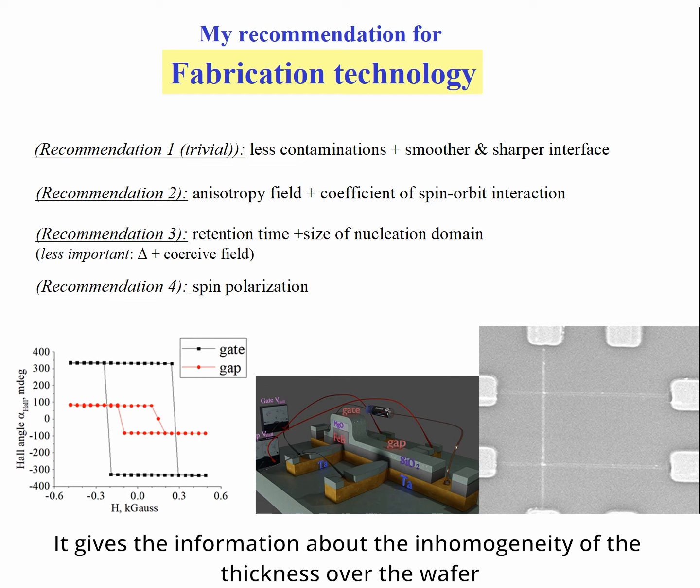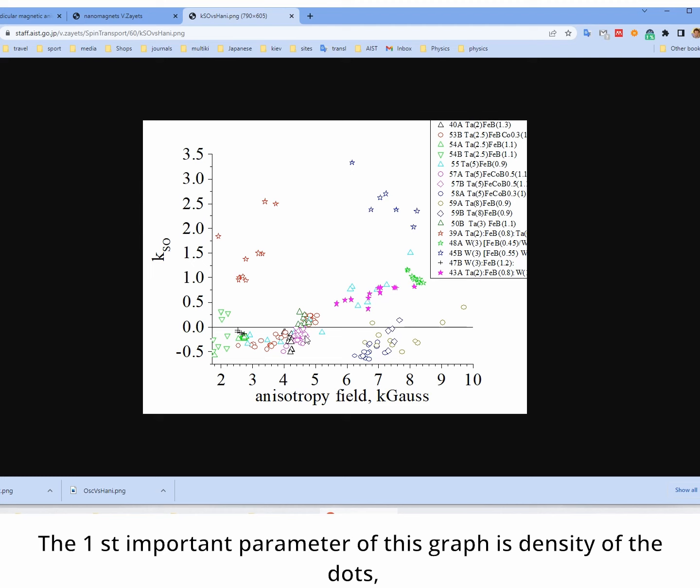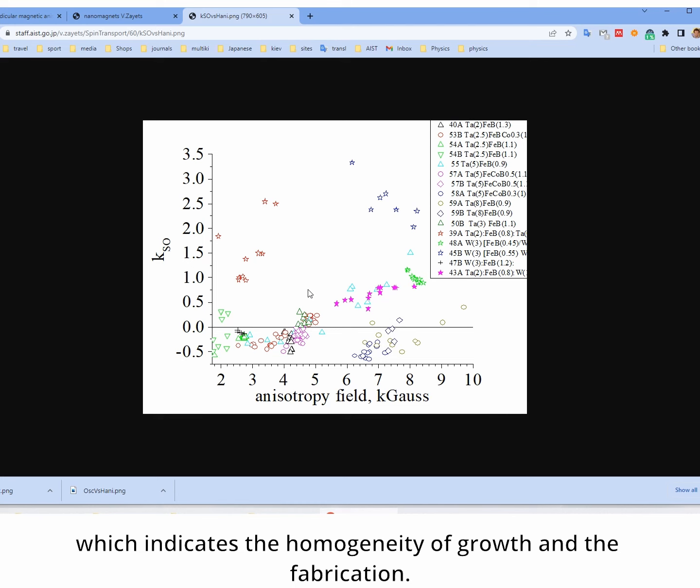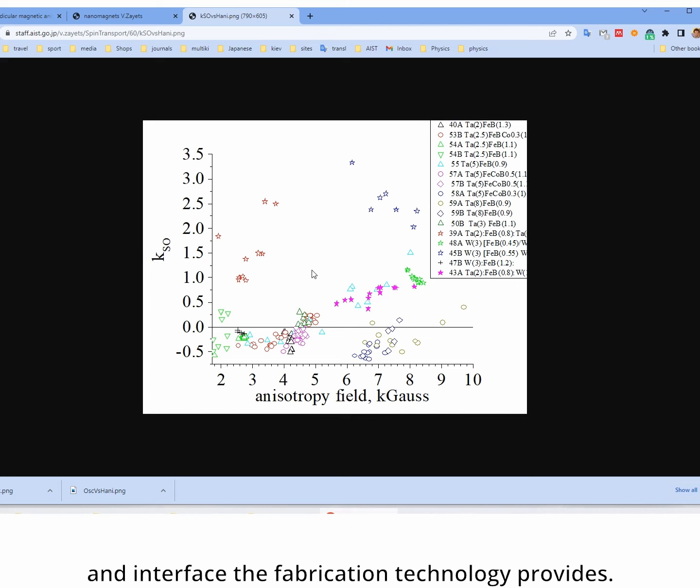This graph shows my measurement of the coefficient of spin-orbit interactions versus anisotropy field for nanomagnets I have fabricated. Each dot corresponds to one measured nanomagnet. A different color corresponds to a different wafer. The first important parameter of this graph is the density of dots, which indicates the homogeneity of growth and fabrication. The less sparse the dots are, the better homogeneity of nanomagnet thickness and interface the fabrication technology provides.